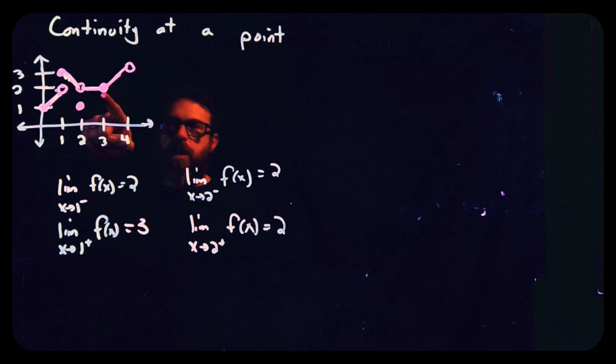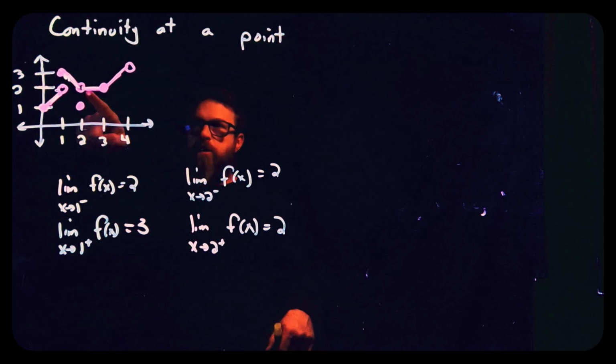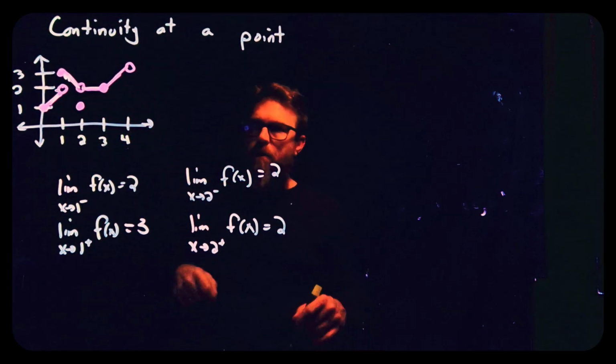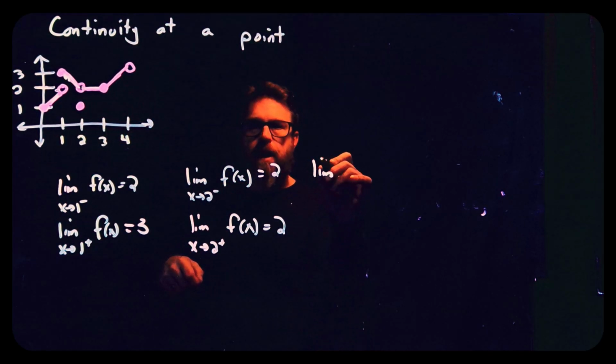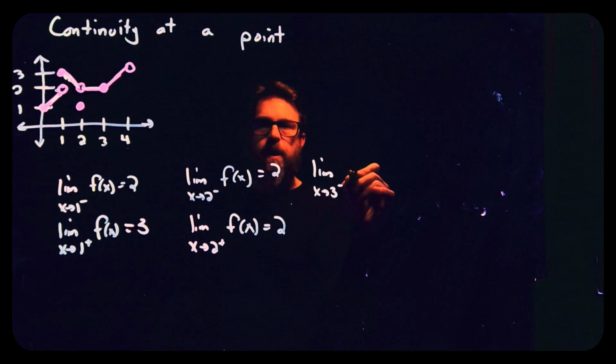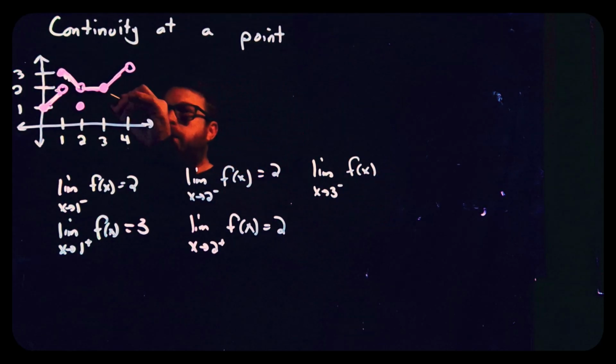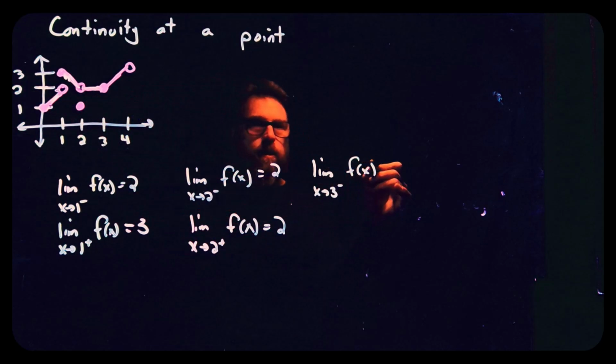Well, let's look at this. I know that this thing is continuous because I can draw it through 3 without lifting my marker. So let's look at the limit. The limit as x approaches 3 from the negative side of f of x, as I'm approaching from this way, is going to be that 2.